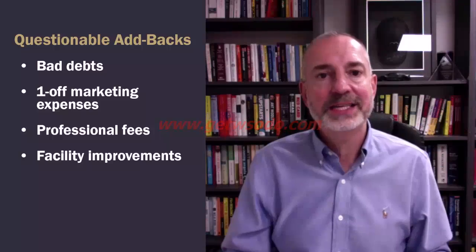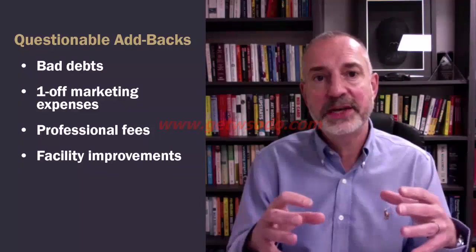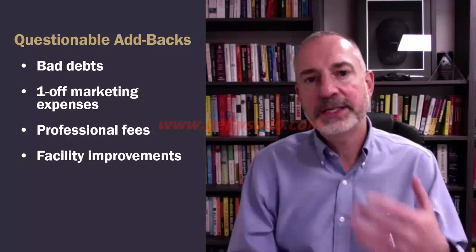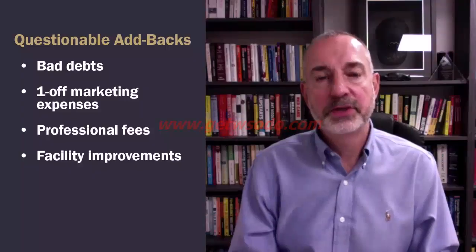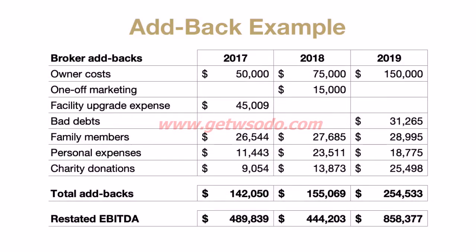In fact, you'll see in the next few lessons and in module 6, offers and negotiations, that the structure of the deal is actually more important than the valuation applied. But let's look at a simple add back example. So from the overhead summary, here are the add back categories that you'll see from the detailed income statements. Now, this is what the broker submitted: full add backs for the owner's salary, one-off marketing expenses, the facility upgrade, bad debts, family members, personal expenses, and charitable donations.